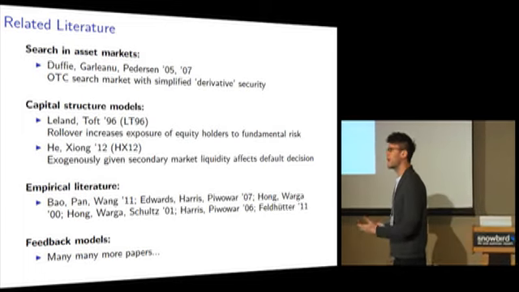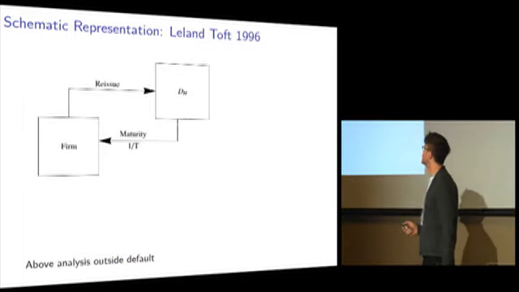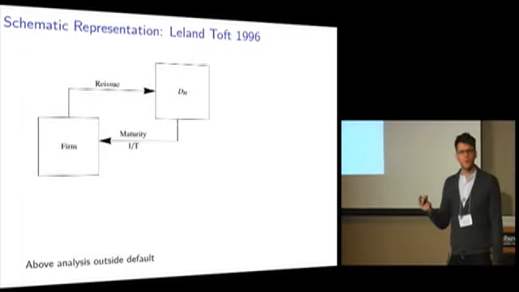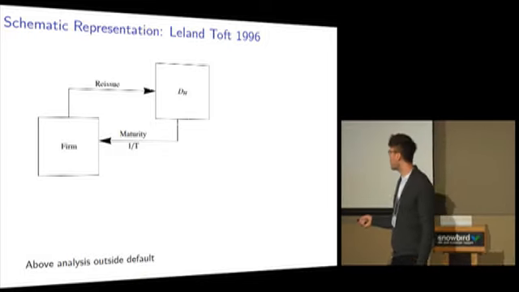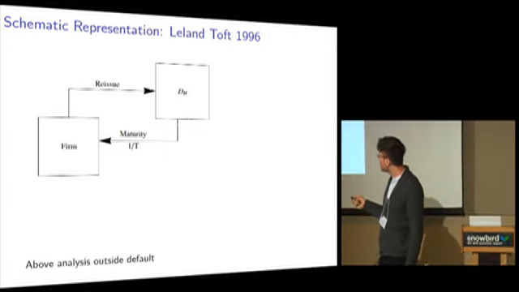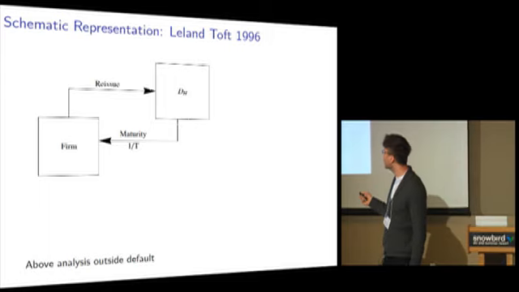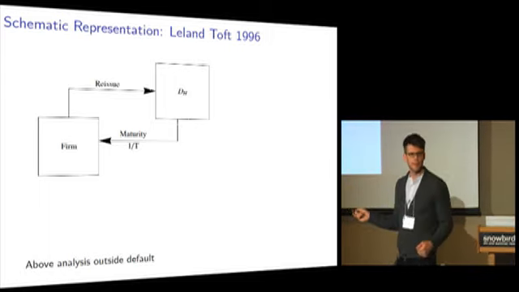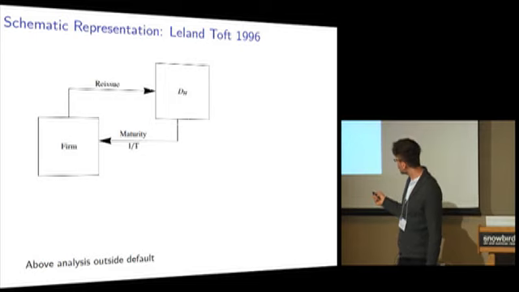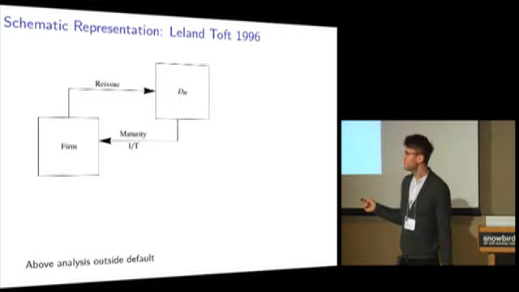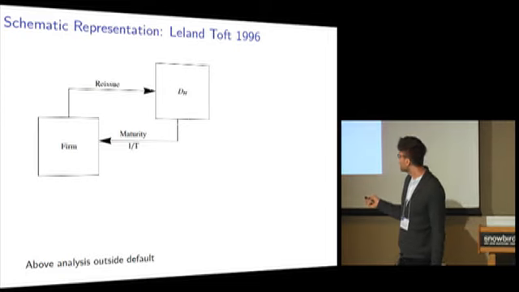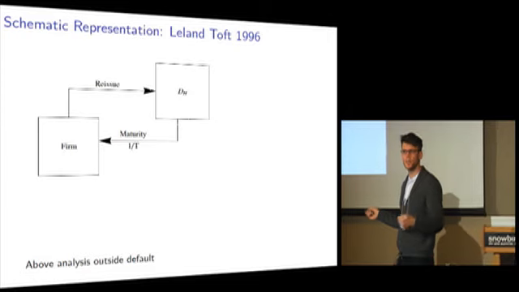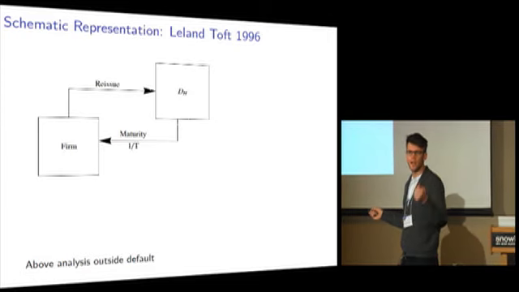So here's the schematic view of how this model works. So in the Leland-Toft model, in a very simplified form, outside default, the firm issues a bond for a market price D. Someone buys it, some investor buys this bond, holds it to maturity. Again, outside default, of course, the bond might default. And after maturity, it goes back to the firm. And the Leland-Toft assumption is that the firm essentially commits to reissuing this bond whenever it matures.